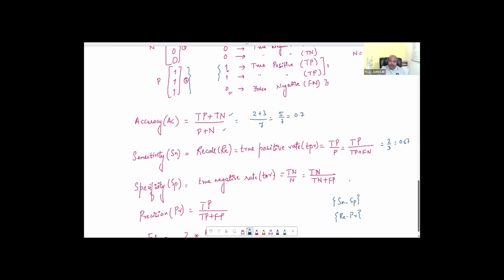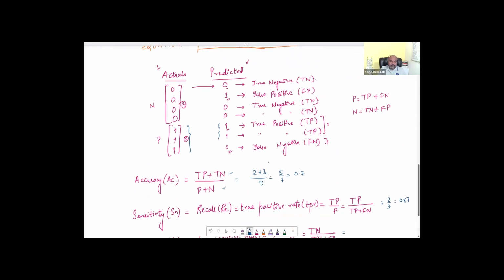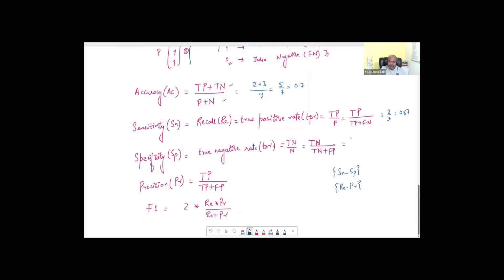When you talk about true negative rate, what is true negative rate? It is the total number of true negatives divided by the total number of negatives. So how many total negatives I have? I have 4. And how many true negatives I have? I have 3. So it is 3 divided by 4, which is 0.75.